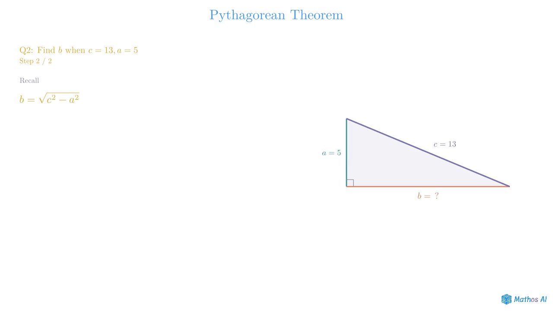Step 2. We take the square root of 144 to find b. b equals the square root of 144. b equals 12. The missing leg is 12.